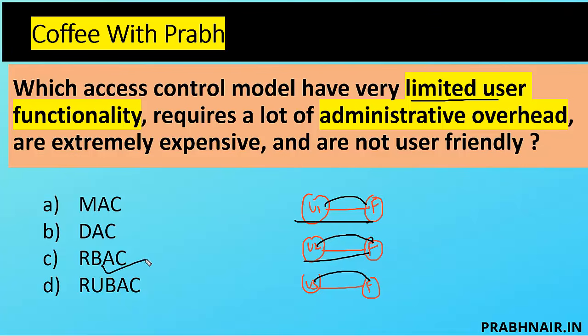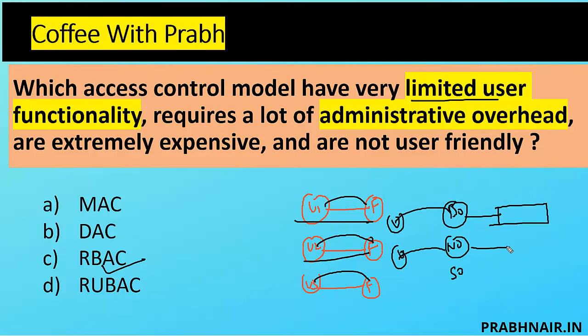Third is RBAC. In RBAC, we create groups. For example, we have backup operator, network operator, and system operator. If a user is added to backup operator, he carries the backup operator permissions across the organization. If a user is added to network operator, he carries all the network operator permissions across the organization. If a user is added to system operator, he carries the entire system operator permissions across the organization. So any question talking about job based, role based, or function based, the answer is RBAC.